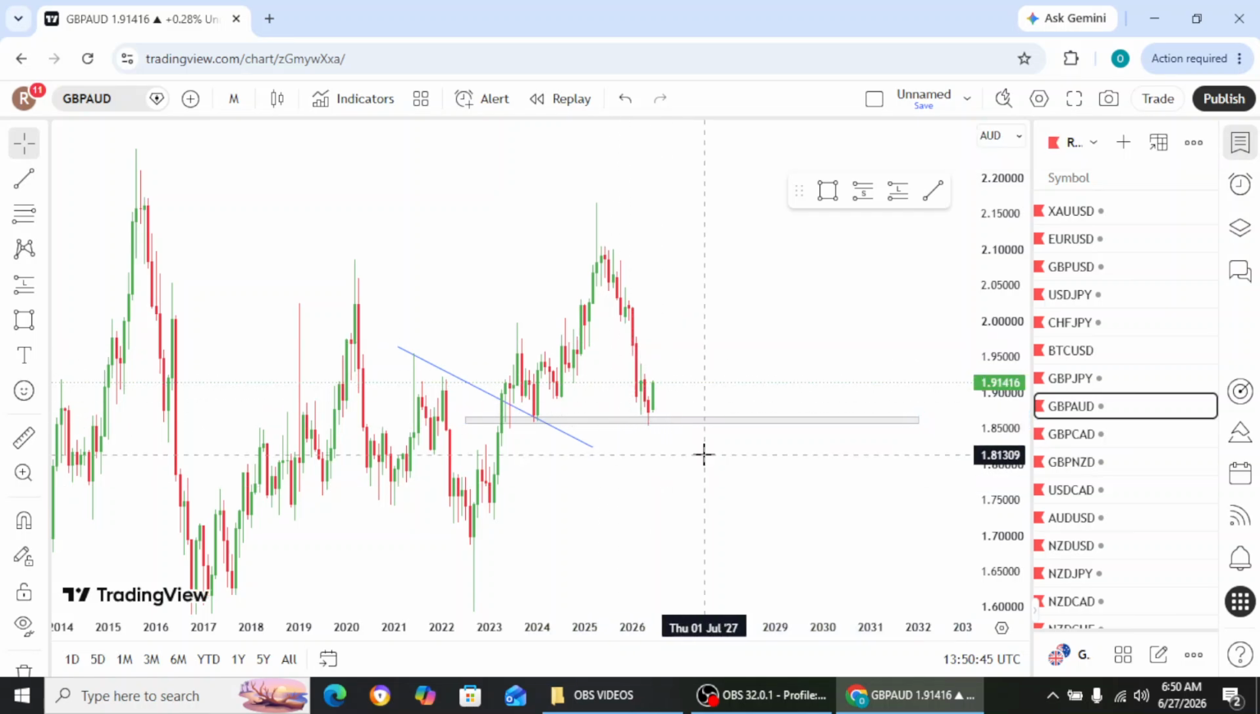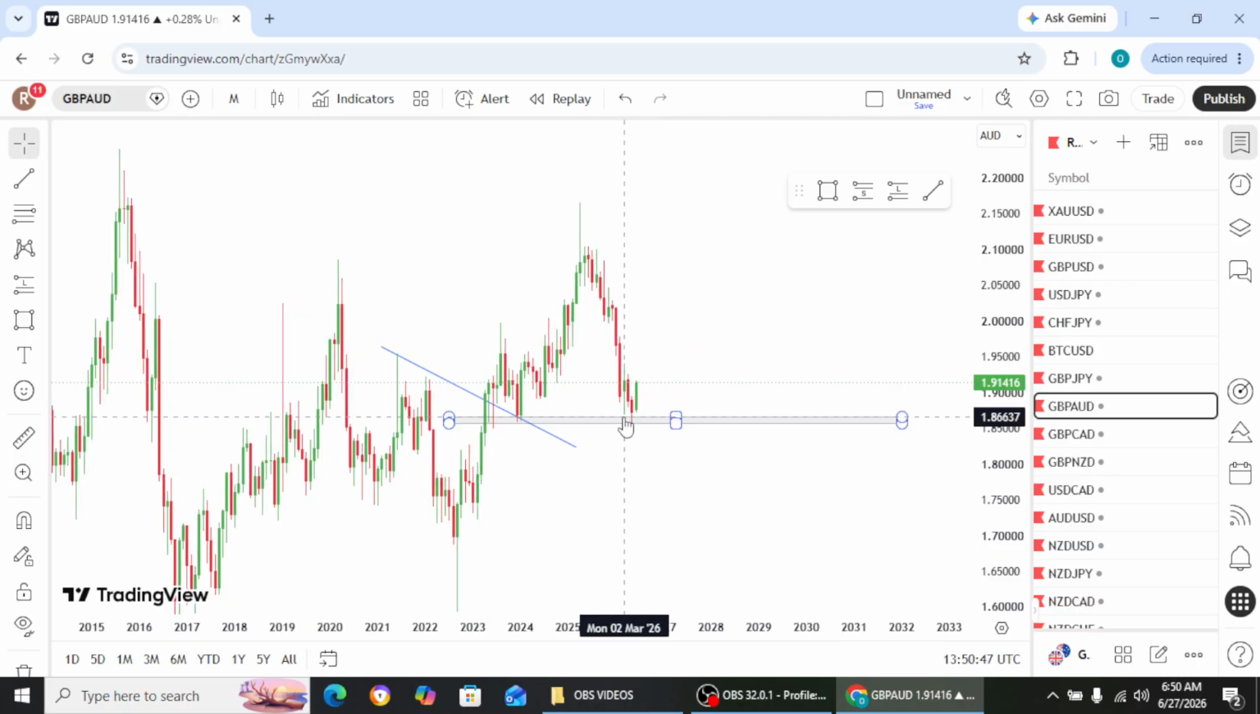So what I'll be expecting in the next few weeks is that this market might get to this level because I see this as a deeper retracement.